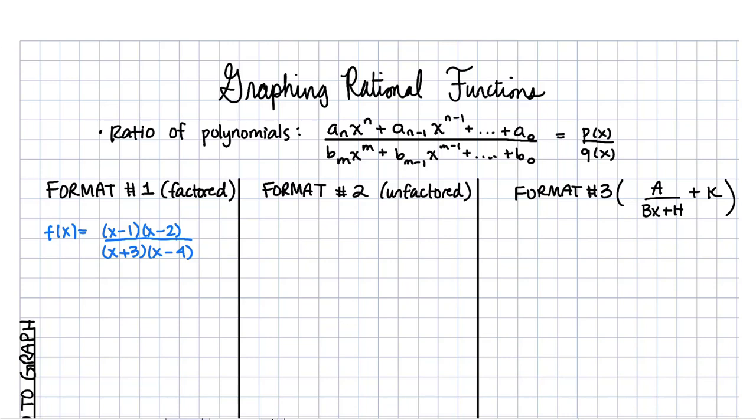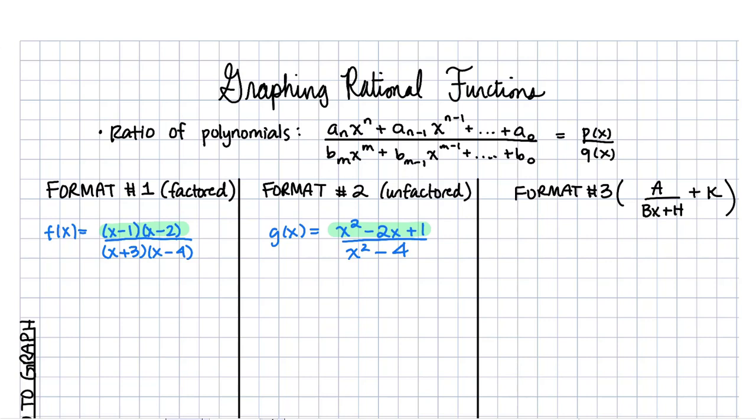So format 2 would be an unfactored polynomial. So something like g of x equals x squared minus 2x plus 1 over x squared minus 4. We can see the difference here between a factored versus an unfactored polynomial. We have a product for the factored version and a sum and difference for the unfactored version. So hopefully we're getting a little bit better at noticing the difference between those two.